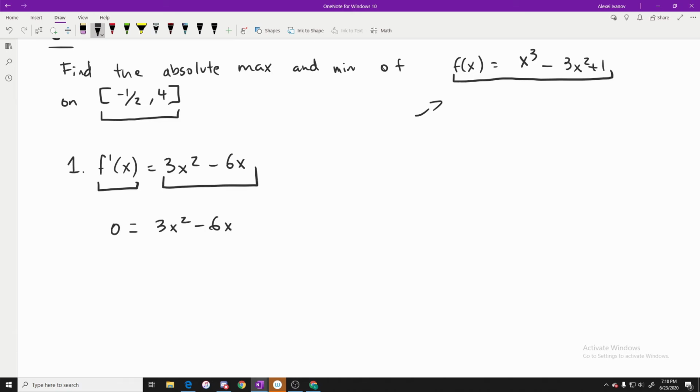This just requires a bit of factoring. So 0 is equal to 3. I'm going to factor out 3x, and we're going to be left with x minus 2. And now we can clearly see that our first root is when x equals 0, and our second root is when x equals 2. Now we just have to check that both of these x values are within the domain that we're talking about, which is right here, and they both are. So both of these are valid critical values or numbers.